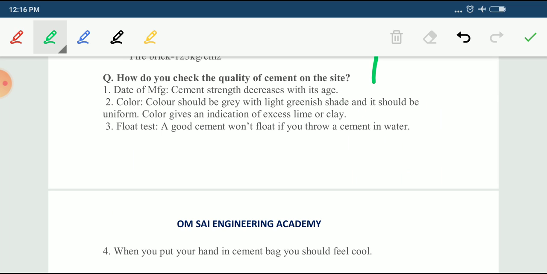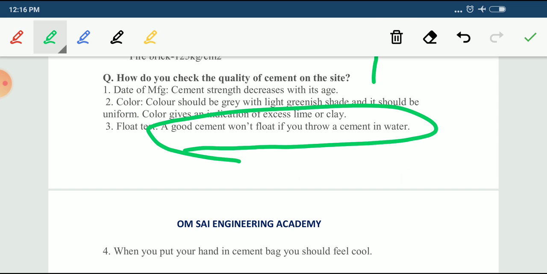Next, float test. Float test means what? A good cement won't float if you throw cement in water. In a bucket you have to take water and throw some amount of cement in that bucket. It should not float. It should settle at the bottom. You should remember this one.